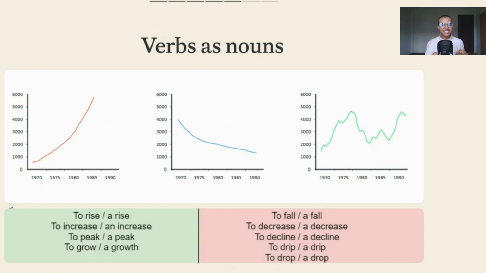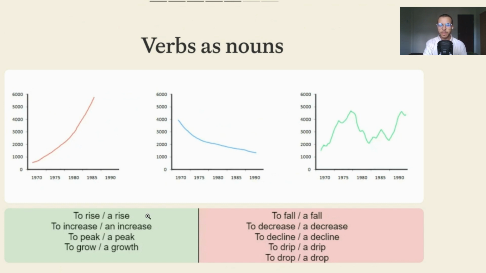Did you know this is the one case where we often use verbs as nouns? When we're talking about graphs, for some reason, a verb such as to rise, to increase, to peak, to grow, they become nouns. So they're not an action verb anymore. They are a noun. Now, remember, you can still use it as a verb, but it's possible to use it as a noun as well.